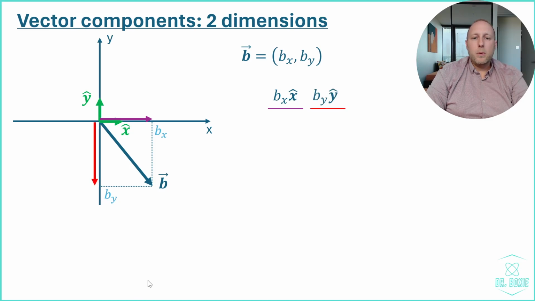If I look at the vector by times y hat, it points downward. That is because y hat points upward and by is a negative number. Negative numbers flip the arrow around. So by y hat points downward, and its magnitude is the absolute value of by. It corresponds to the red arrow in the figure. If we now take the sum of the purple and the red arrow, we simply get the original vector b. This tells us that we can write the vector b as a sum of two vectors, where one of them lies along the x-axis and one of them along the y-axis.